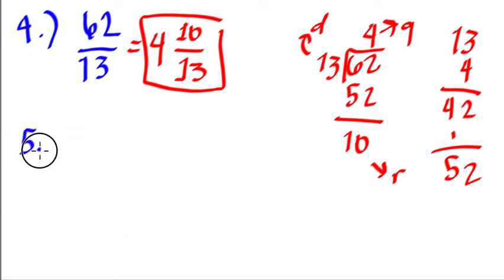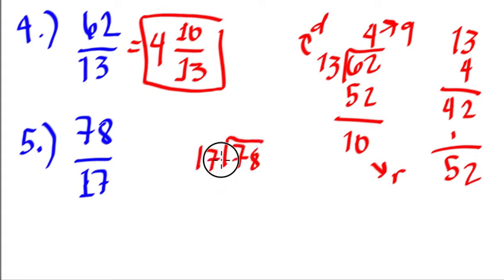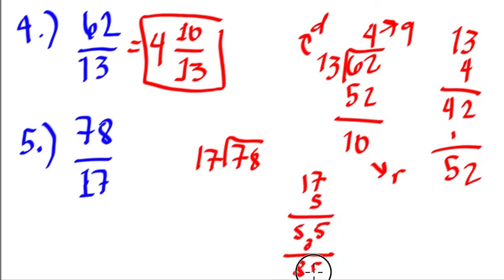For number 5, let's have 78 over 17. Let's use the division again. We have 78 over 17, so let's do some estimation here. 17 times 10 is 170. 170 divided by 2 is 85, which is 17 times 5.